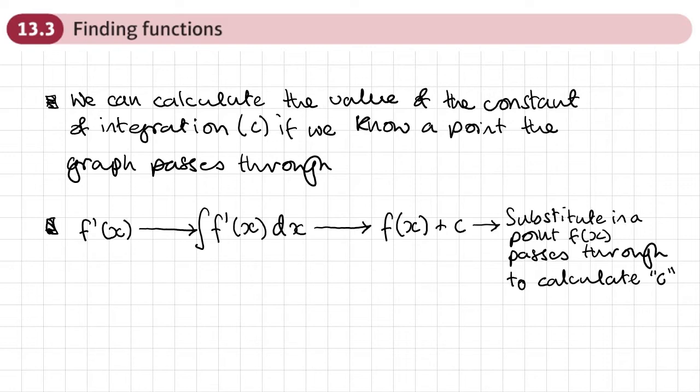So typically, the type of question we might get is that we're given the gradient function of a curve, the derivative, the first derivative. We integrate that gradient function to find the function itself plus c. Then we substitute in a point on this curve f of x, which will normally be given in the question, and we can substitute that in then to calculate what the value of c is.